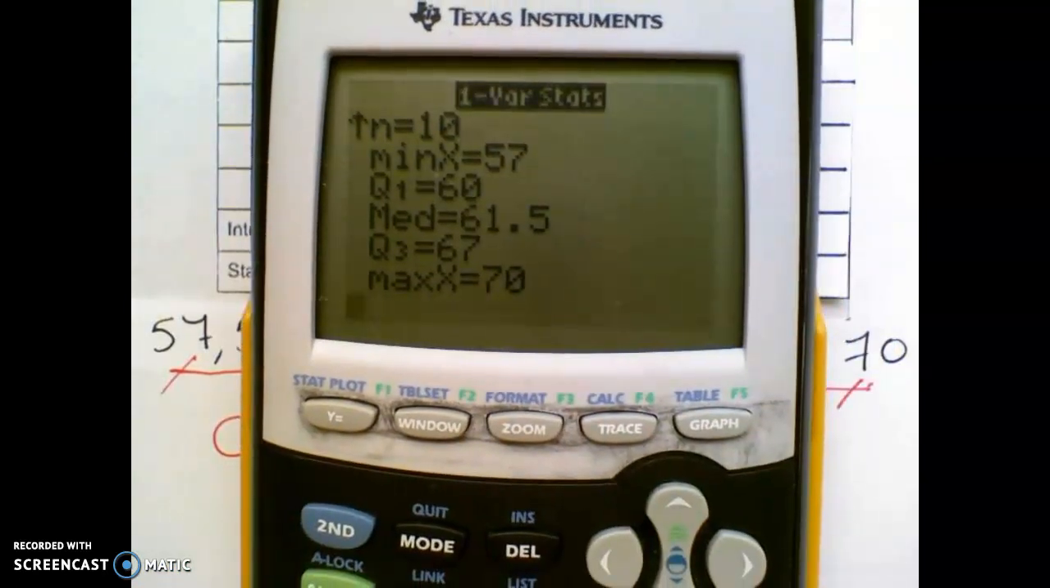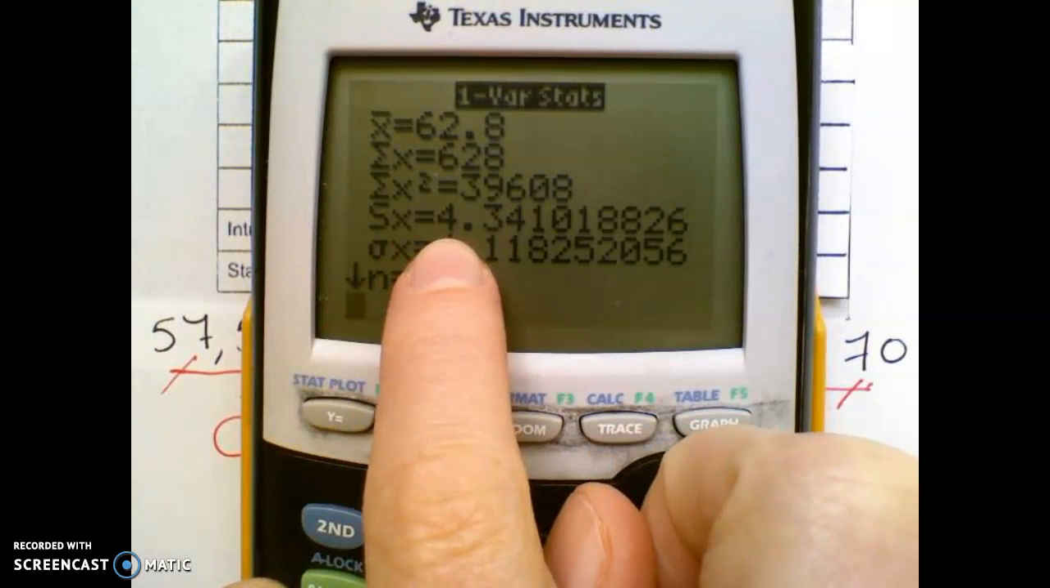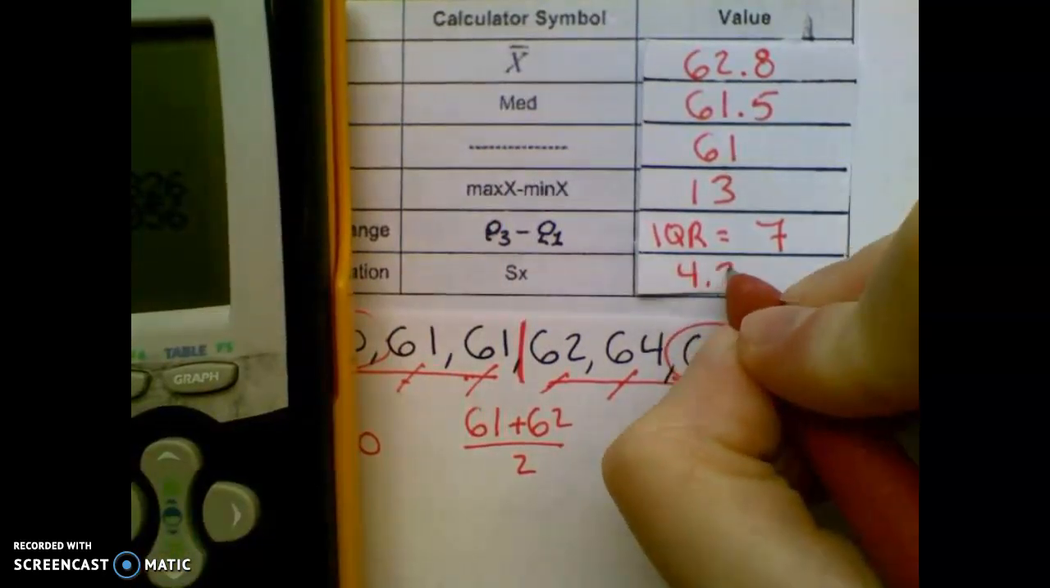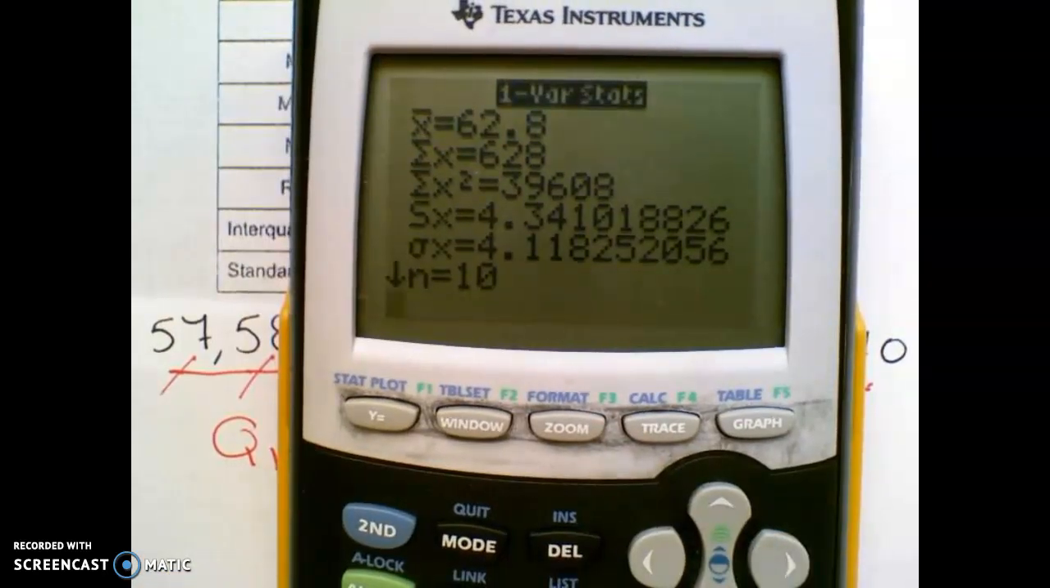So you can do all this by hand except for standard deviation, and that's going to be this Sx here in the calculator, so it's 4.34. So I'm going to go ahead and write that in. And that literally just tells me how spread out my data is. So I'm going to do an example here in just a minute, talking about how that changes, but for now, just know that my data is not terribly spread out.